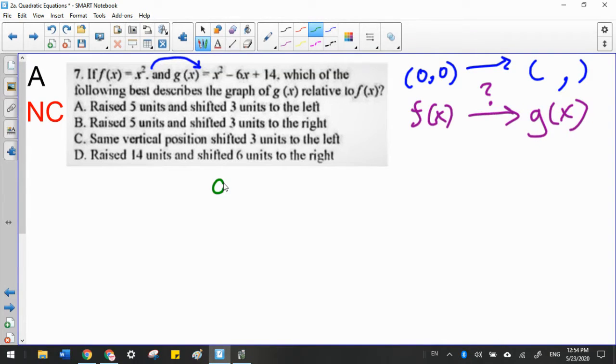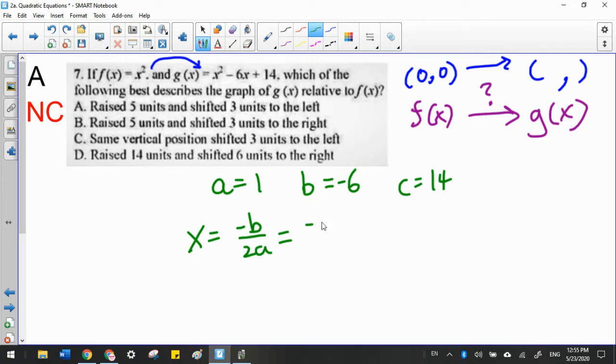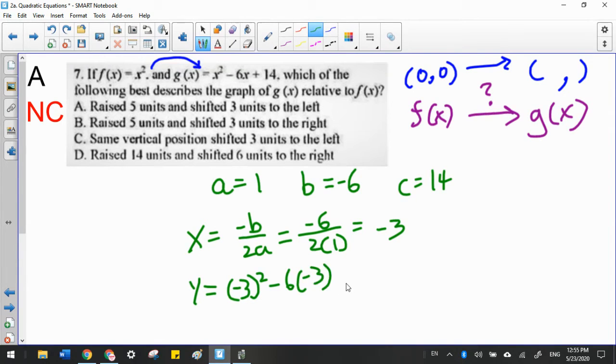So I'm going to write A. So first, you should always list what A, B, and C are. A is 1, B is -6, C is 14. And I know the way I get my x value is negative b over 2a. And then that's going to give us -6 over 2 times 1, which is equal to -3. And now we go in and plug that -3 into the equation. And we're going to get something like 9 plus 18 plus 14, which is like 56 or something.